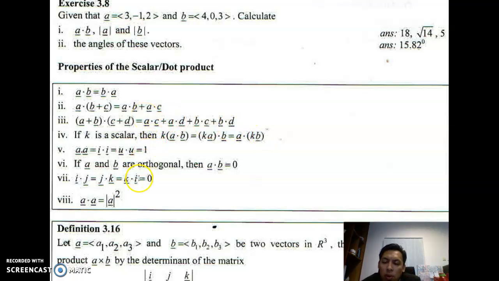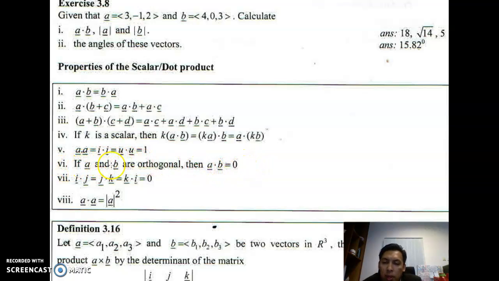If you do a dot product of a unit vector by itself, you will get 1. For number 6 here, please pay attention. These properties might be useful later in the application.